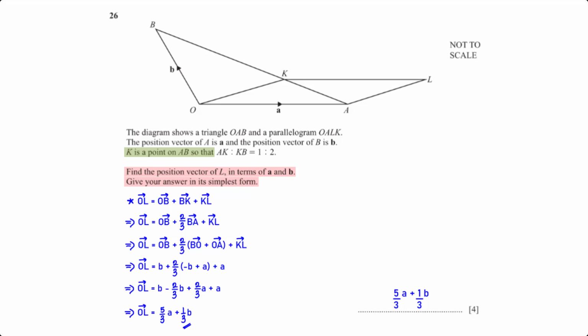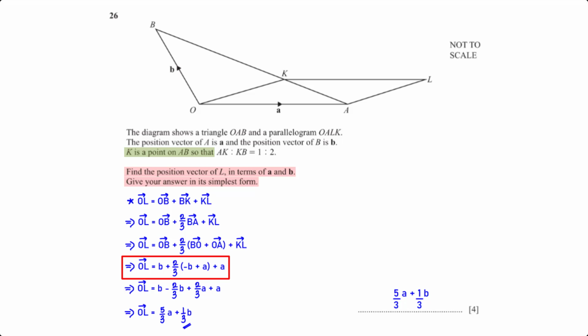The position vector of L is the same as vector OL. OL can be expressed as OB plus BK plus KL. From the given ratio, BK is 2/3 of BA. BA is BO plus OA. OB is b. BO is negative b. OA is a and KL is a.